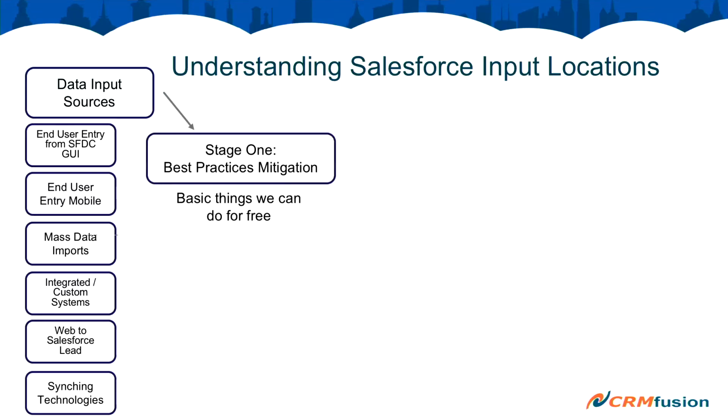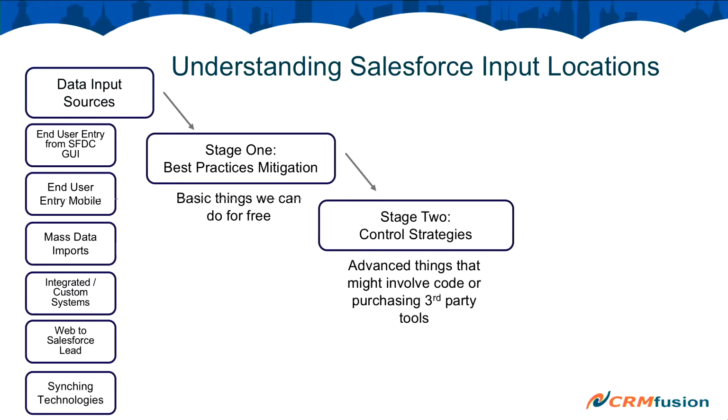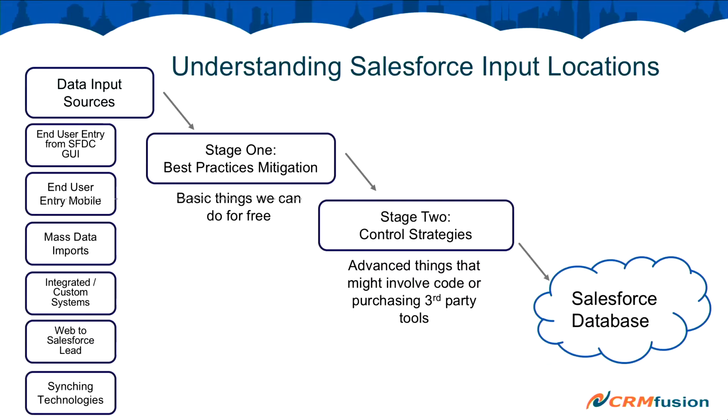We're going to try to talk about 2 different things on these 6 sources. One is what we can do to mitigate these problems, things that we can do from a best practices perspective, and next, things we can do to truly control these. I also say things you can do for free and things you have to pay for. All this before we get this data into Salesforce.